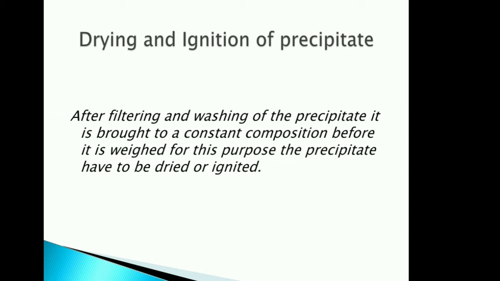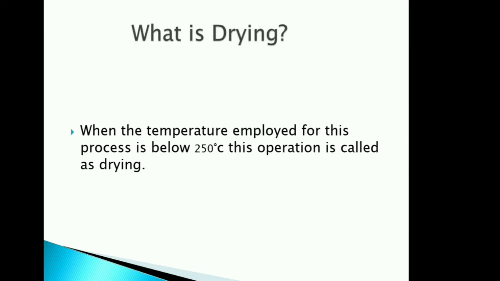Generally, the selection of the drying or ignition process depends upon the nature of the precipitate or the impurity present in the precipitate. These two processes differ only on the basis of their temperature. So let us see what we mean by drying. When the temperature employed for the process is below 250 degrees Celsius, this operation is called drying.